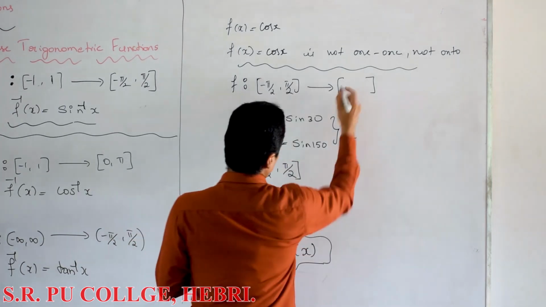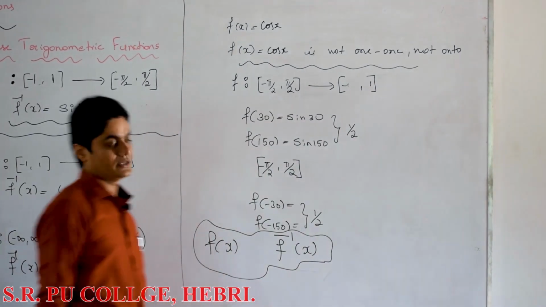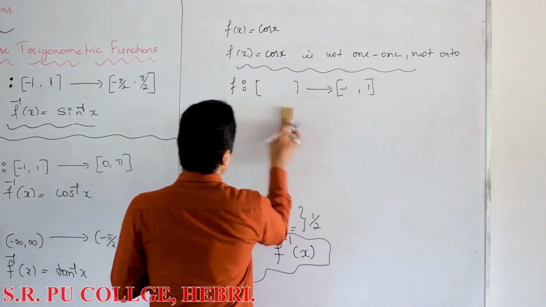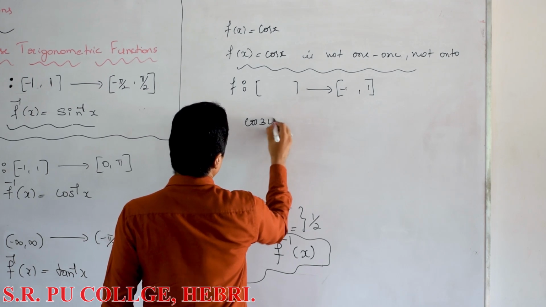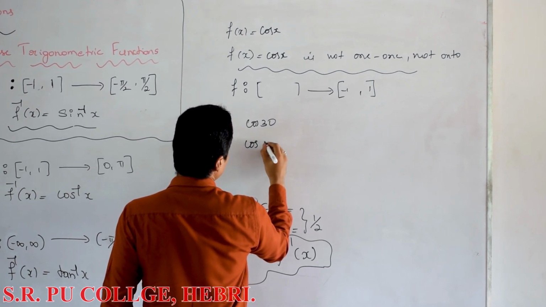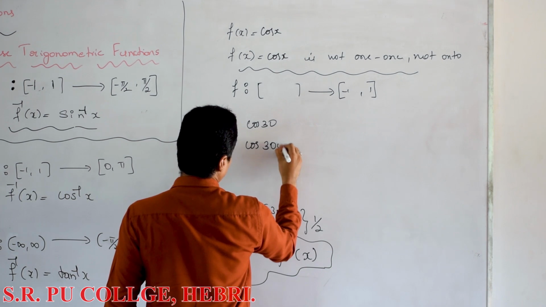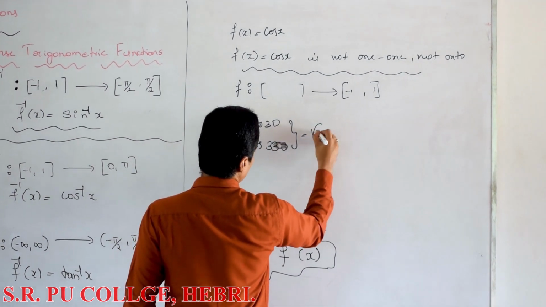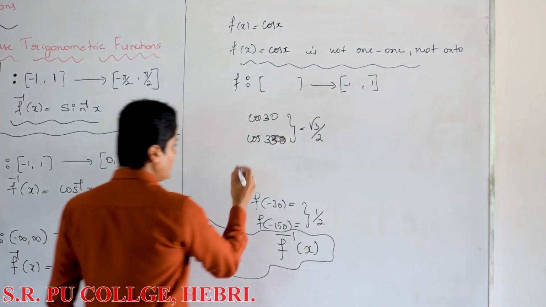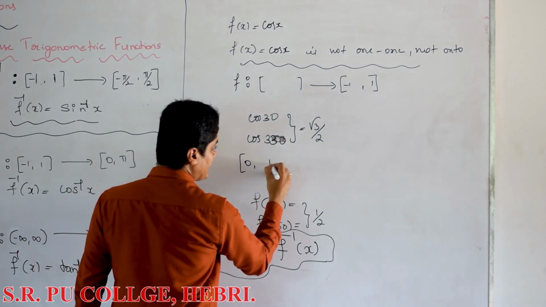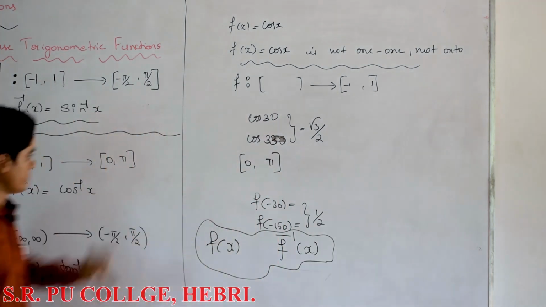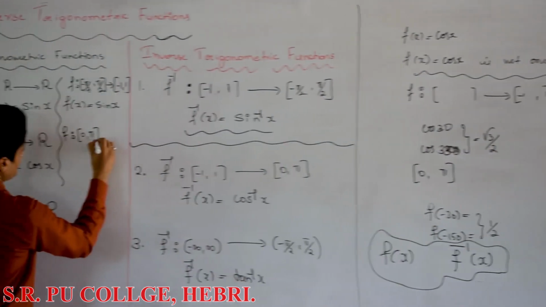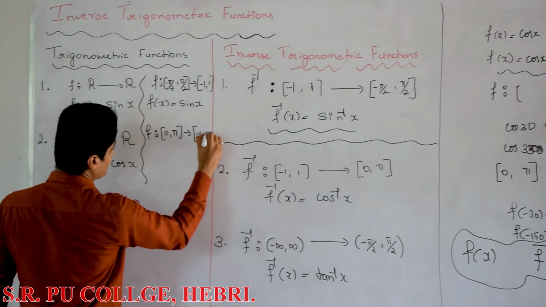So we have to restrict its domain and range. How should we restrict? As you know, cos 30 and cos 330 are both the same, root 3 by 2. So it should be more than 0 and less than 180 degrees. So with this restricted domain for cos x, 0 to pi, the range is as usual minus 1 to plus 1.